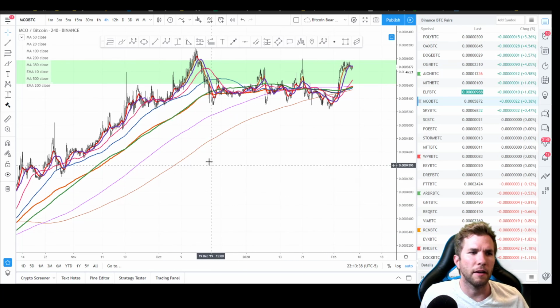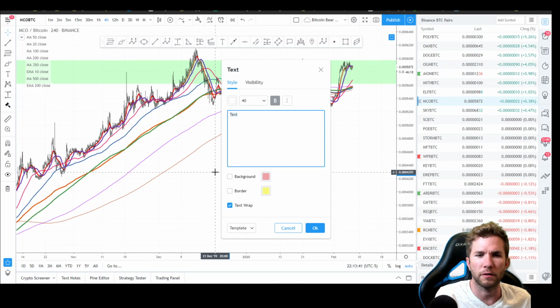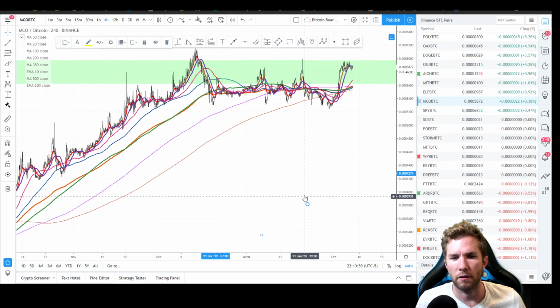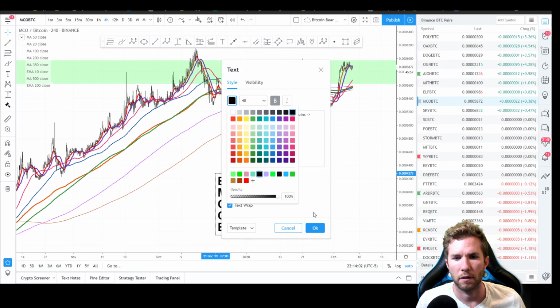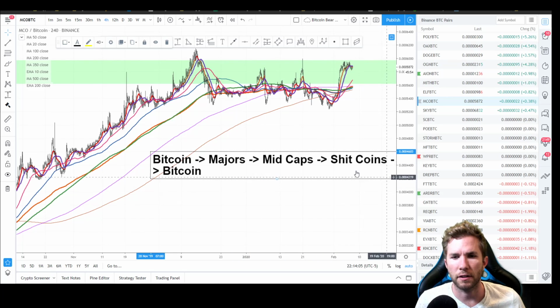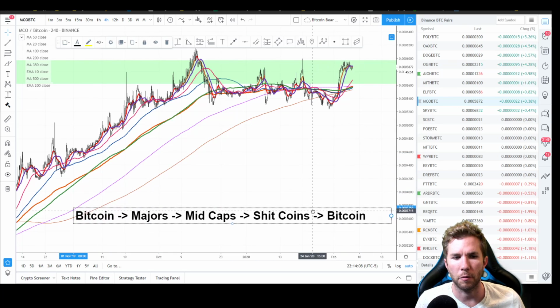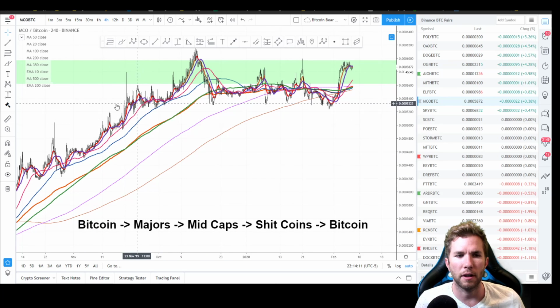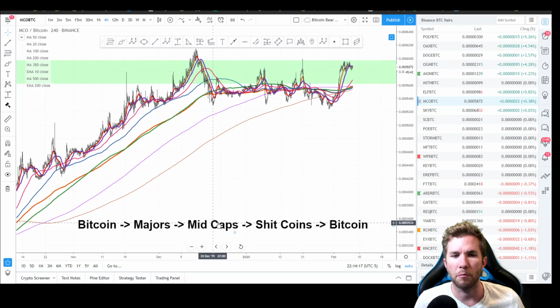Yeah, so let me explain what happens with Bitcoin. So it goes Bitcoin, majors, mid caps, shitcoins, Bitcoin. This is essentially the cycle that money moves in the cryptocurrency markets. So you'll see Bitcoin have a nice spike, and then it'll level off or sit still for a little bit. Then money moves into majors, and then from majors it moves into mid caps, and then from mid caps it moves into shitcoins, and then from shitcoins it moves back into Bitcoin.